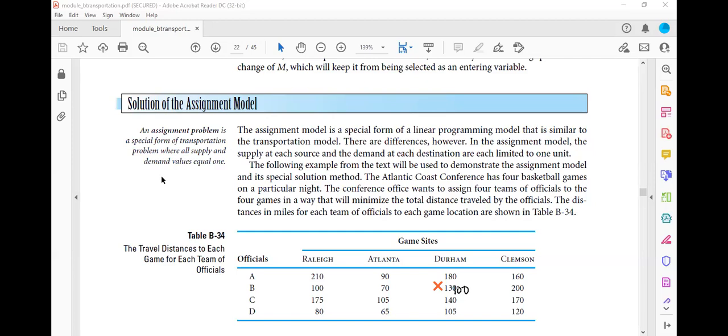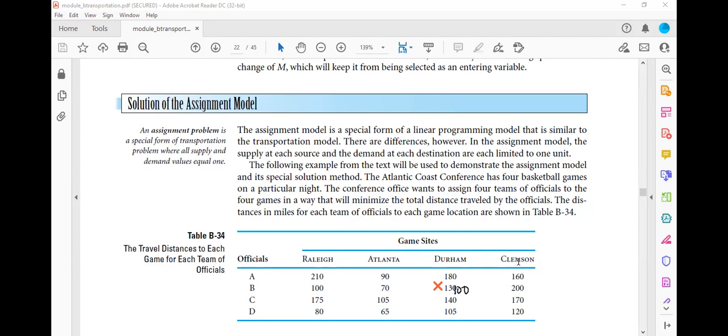Okay. Now here is another special linear programming problem, and it's very similar to transportation model. It is actually considered as a special form of transportation problem. So dito, the problem is not simply transporting goods from one source to several destinations, but rather the problem is often on the assignment. That's why it's called assignment. As in table B34, the case here is that we have an Atlantic Coast Conference for basketball games. So the basketball games will be conducted in Raleigh, Atlanta, Durham, and Clemson.